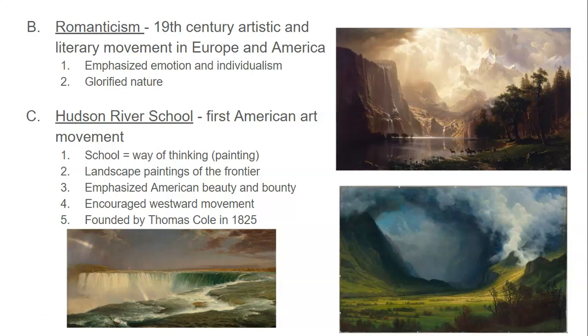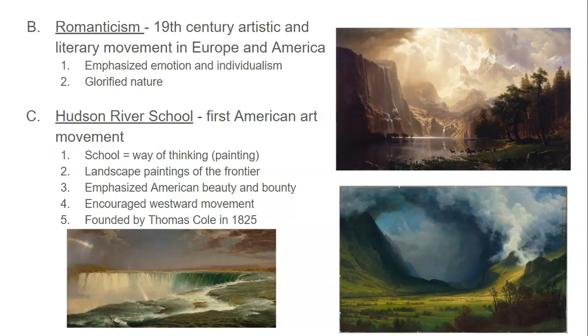And so one of the ways that we see Romanticism in the American identity is through an artistic movement known as the Hudson River School. So here, when I say school, it's not like a college that you go to or like classes you take. School is another way to say like your way of thinking or like your perspective. So this is just like a way to paint.